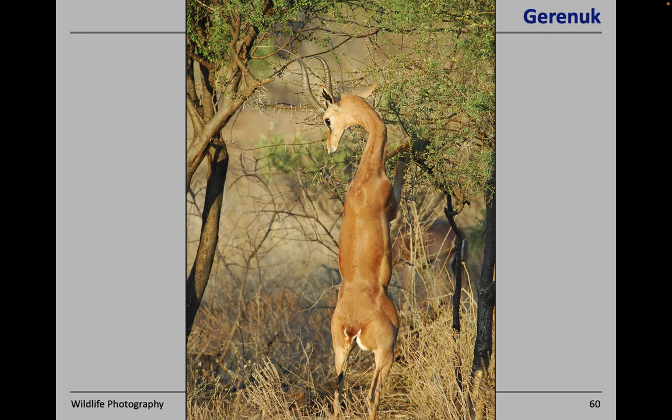Every once in a while, although antelopes tend to spend their life on four legs, they'll get on their hind legs in order to reach some of the higher foliage. And so every once in a while you find, in this case a gerenuk, one of the antelopes that seems to like the idea of moving around on two legs in order to catch the juiciest parts of the bush.